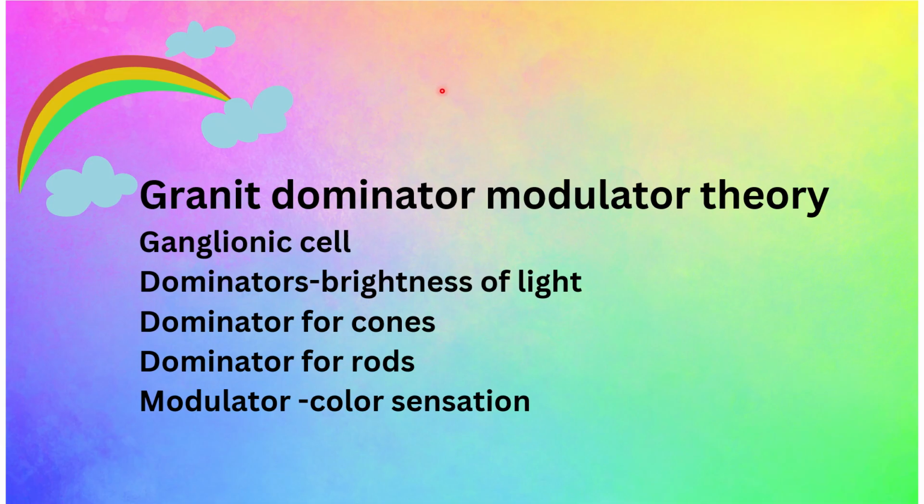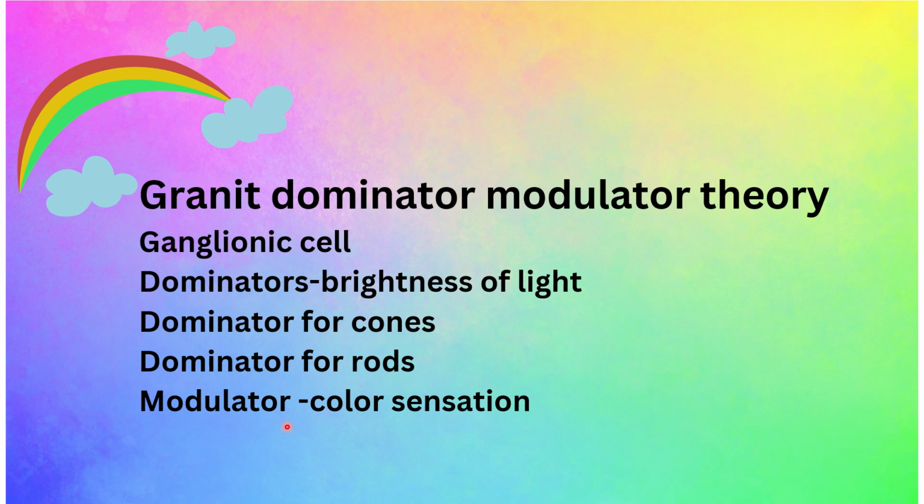Granit studied the ganglionic cells of the retina. Granit classified the ganglionic cells into two groups, dominators and modulators. Dominators are responsible for the brightness of the light. Dominators are further divided into dominators for cones and dominators for rods. The dominator for cones responds in the light adapted eye. Dominator for rods responds in the dark adapted eye.